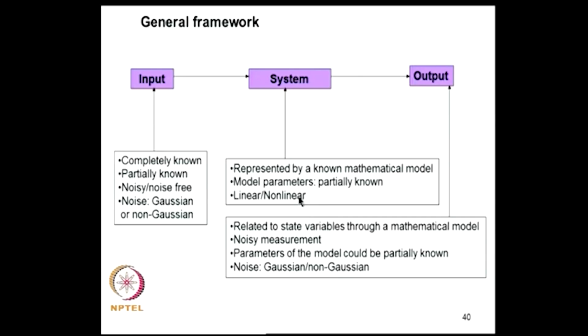The output could be related to state variables through a mathematical model. For example, if you measure strain and in the mathematical model you have displacement as the state variable, the relationship between measured strain and displacement is through a strain displacement relation, which could be linear or non-linear. That is a call that the modeler has to take. So there are mathematical modeling issues involved in relating what we measure to the system states of the mathematical model. The measurements would be noisy, the parameters of the model could be partially known, and again the noise characteristics could have complicating features.